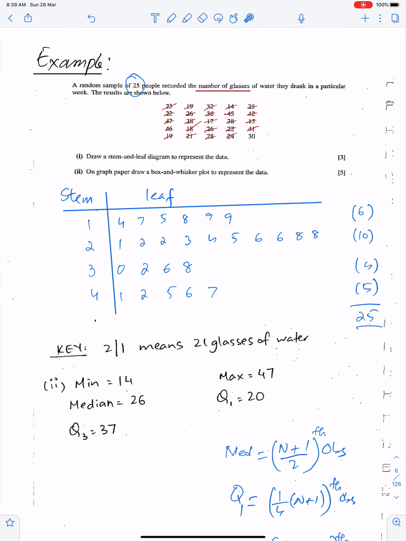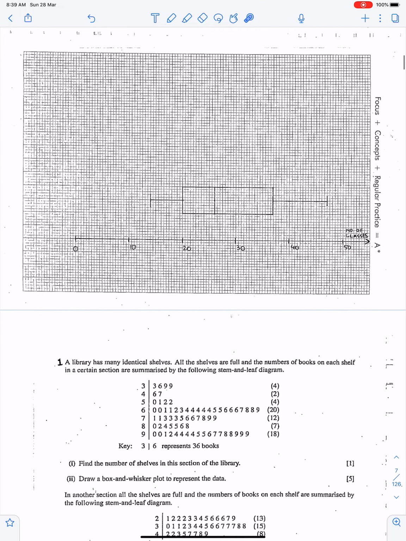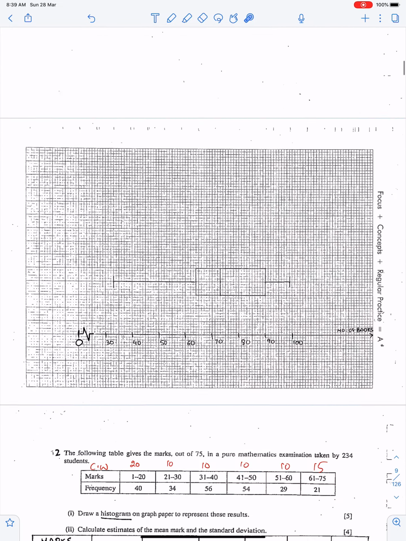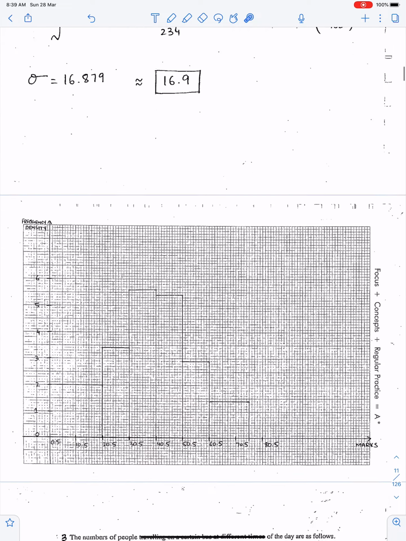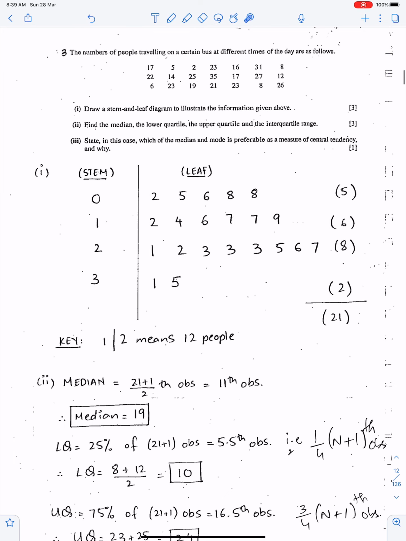So this is the way to draw a simple stem plot, and this is the way to draw the box plot. Now I'm going to take another question of stem plot. First, let's discuss this question, and then I will take a back-to-back stem plot question.